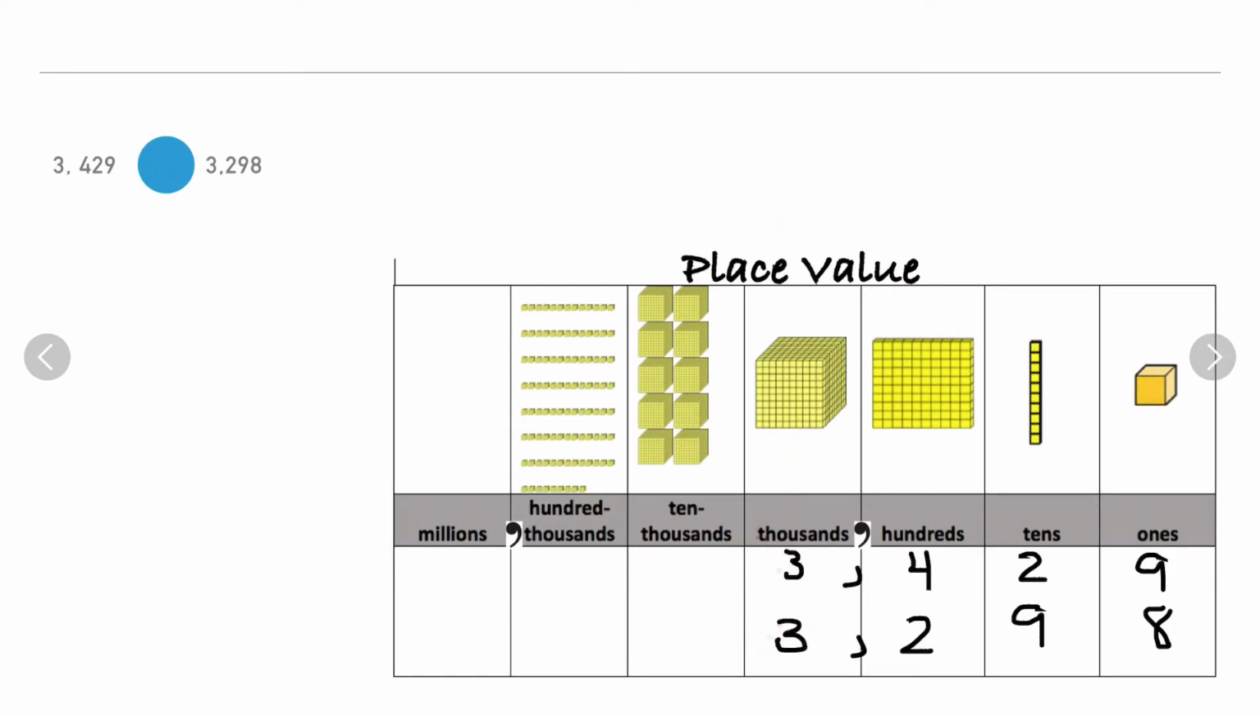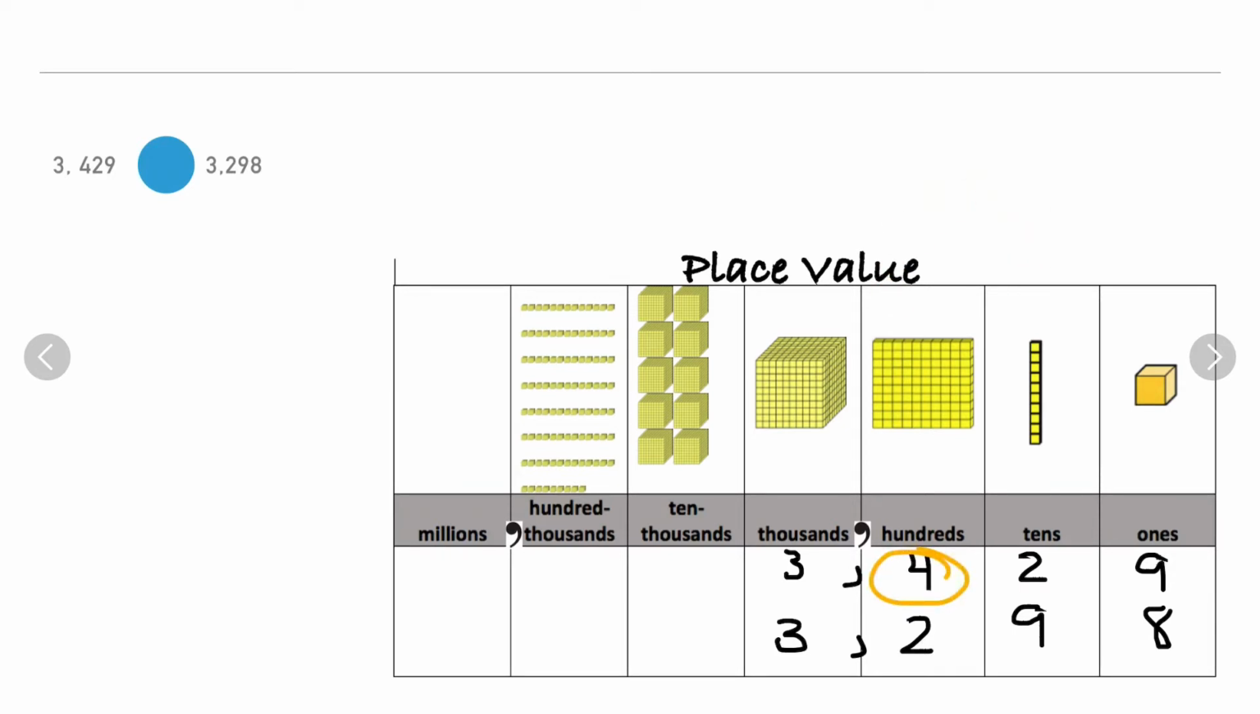And now I'm going to be comparing the two numbers in the thousands place, 3 and 3. Which one is greater? Yeah, I tried to trick you. They're both the same. What do you think I'm going to do next? Now that I know that these two numbers are the same, what should I do next? Yeah, I agree. I'm going to move on to my next largest place value, which is my hundredths place value. Which number is greater, 4 or 2? That's right, 4 is greater than 2.